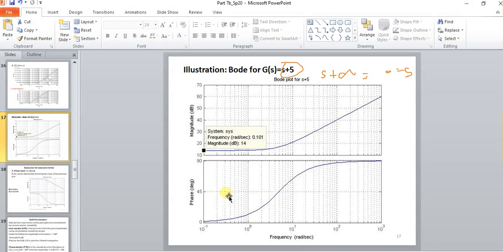Same thing goes for the phase. Okay, it goes at 45 degrees. It is 0.1 and this is 1. From here to here you can see the change is 45.